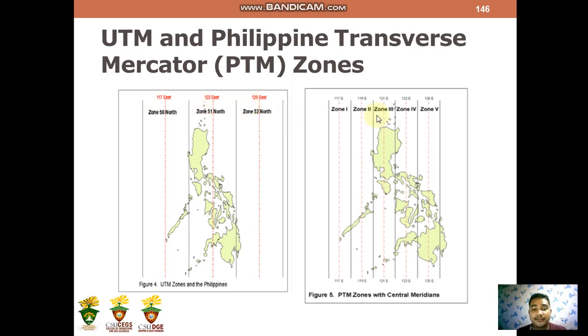But in pag-adapt sa Philippines, sa PTM or Philippine Transverse Mercator, gihimo na siya og zone, no? So pila ka zone? 5 ka zones from 117 to 129. Ang zoning niya into zone 1, 2, 3, 4, and 5. So naa siya mga standard meridians na 2 degrees ang pagitan, which is 117, 119, 121, 123, and 125. And Caraga region is in zone 5.